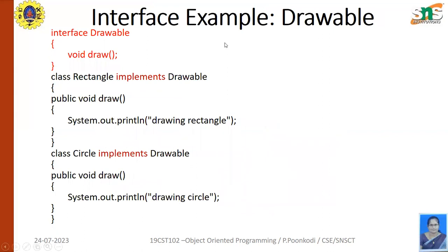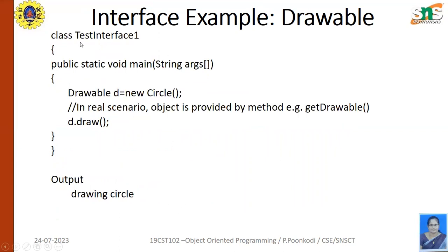The next one is the example for Drawable. Interface Drawable has void draw. By calling this method, we can draw multiple shapes. For that, class Rectangle and class Circle are defined. Both implement the Drawable interface. Void draw will draw the rectangle here, and here it will draw the circle.